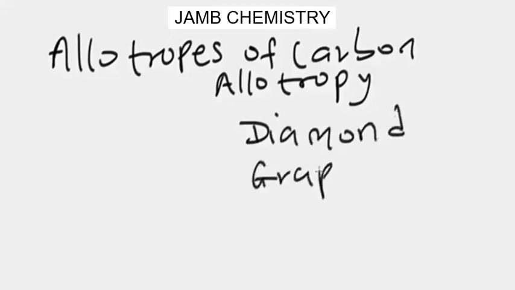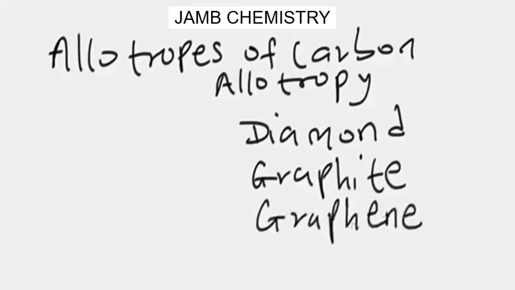Now, let's look at basically the allotropes of carbon. We have basically four allotropes of carbon you have to know. There are others, but you just have to know these four. The first one is diamond. The second one is graphite. The third one is graphene. The fourth one is fullerene, or fullerenes.